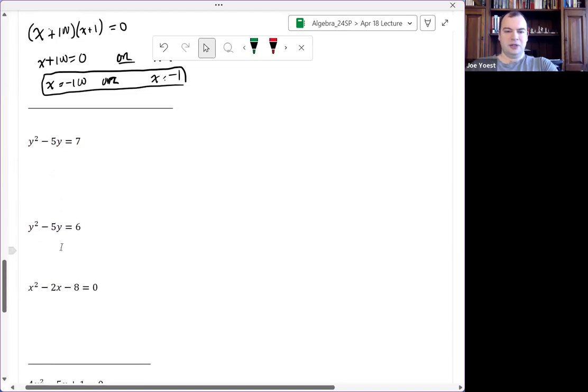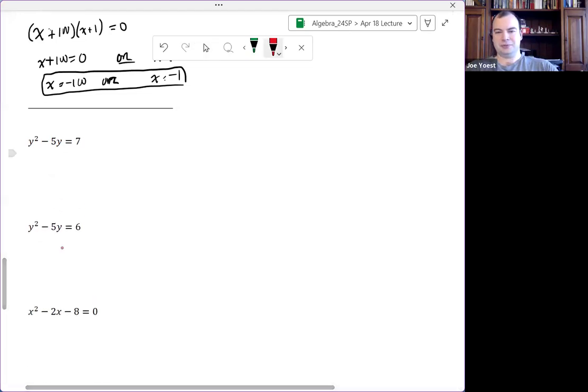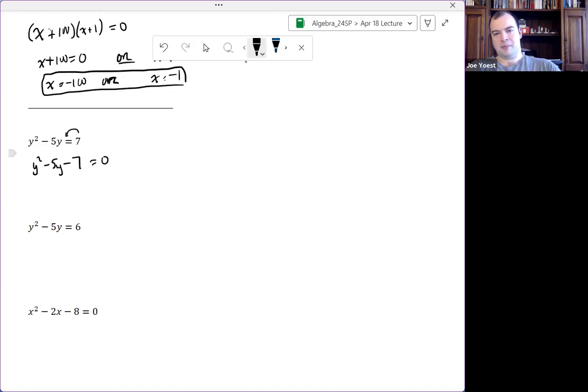Okay, let's look at a few more examples. So y squared minus 5y equals 7. And again, we remember our general strategy. We need to get a 0 on one side, factor, use the zero product property. So this 7 has to go on the other side. Y squared minus 5y minus 7 equals 0.